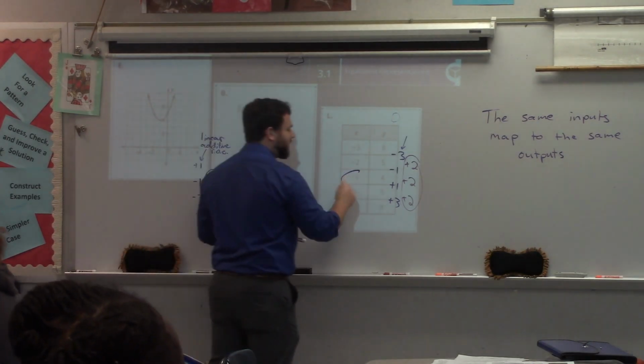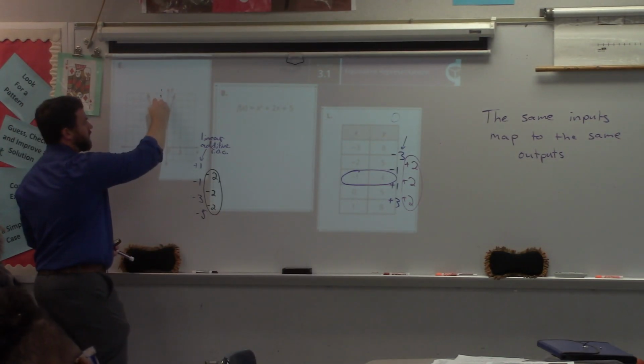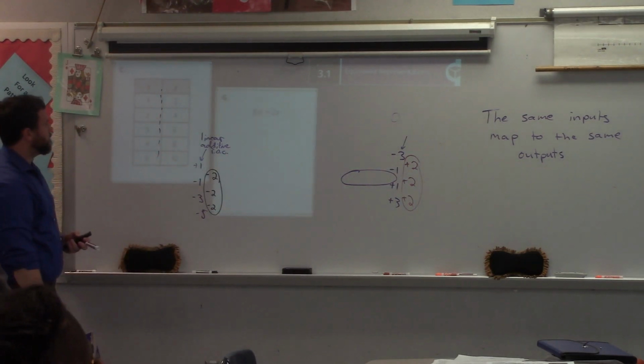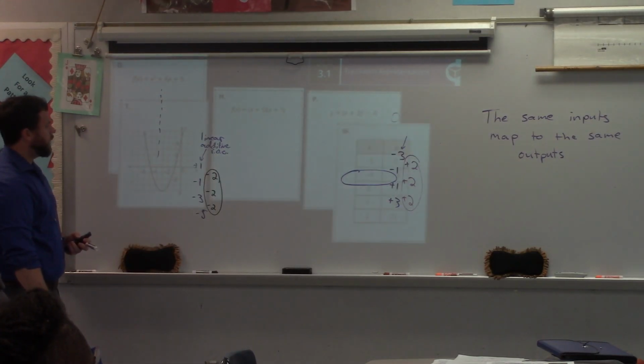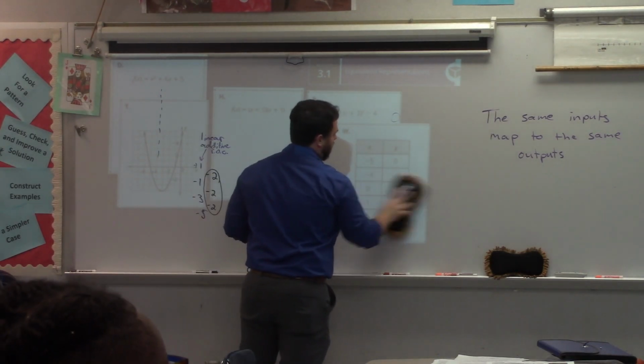Notice there's also symmetry around this point. Remember how a parabola has a line of symmetry? Okay? Last one I want to look at is this one. Okay? Now, not last one I want to look at.